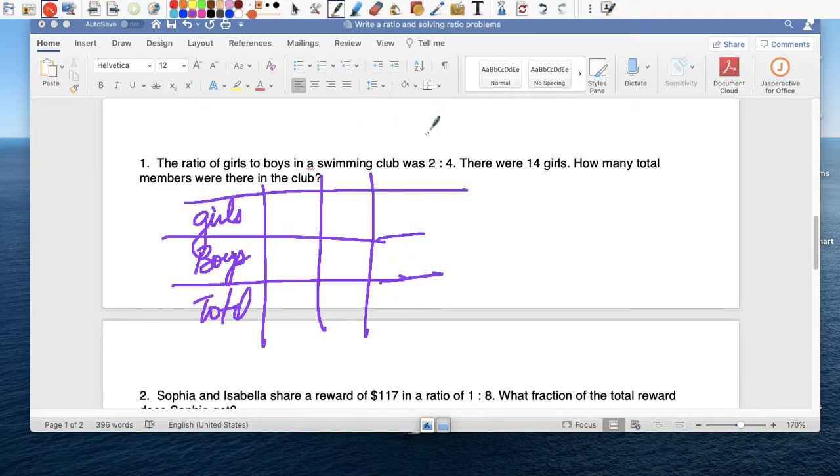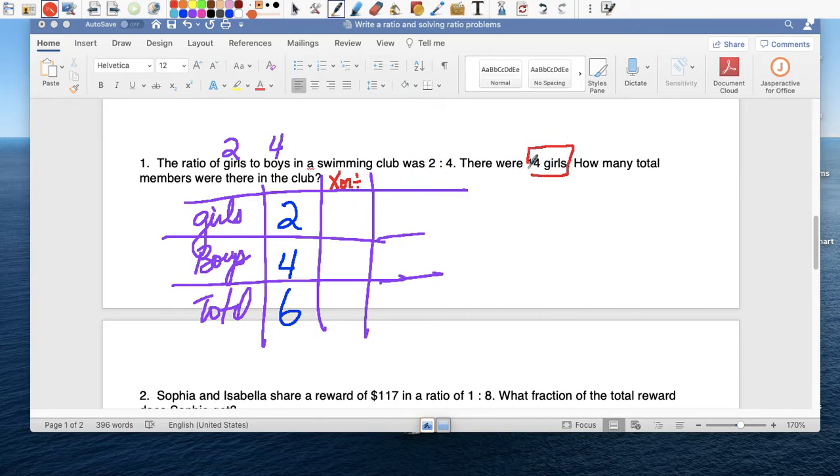All right, so let's write this. So it says girls, so girls is 2. I'm going to write a 2 here, 2 to 4. So right now, for every 2 girls, there's 4 boys, and what's the total? The total is 6. Okay? Now, remember, here we're going to multiply or divide. And then the next column here, we're going to fill in, what do we know?